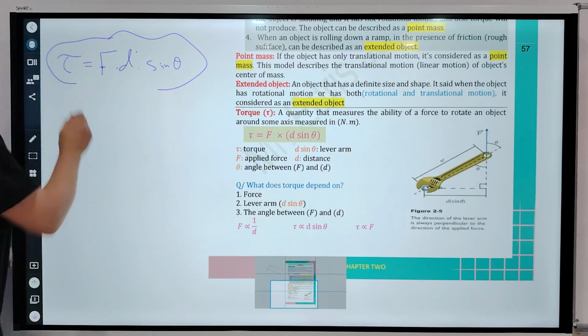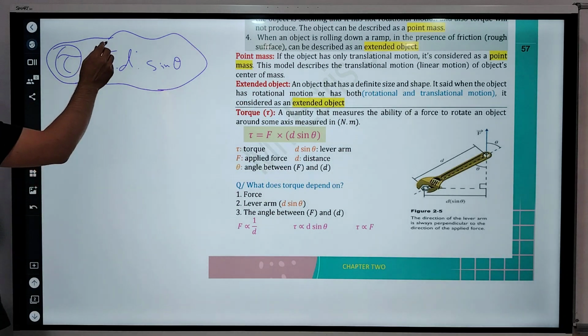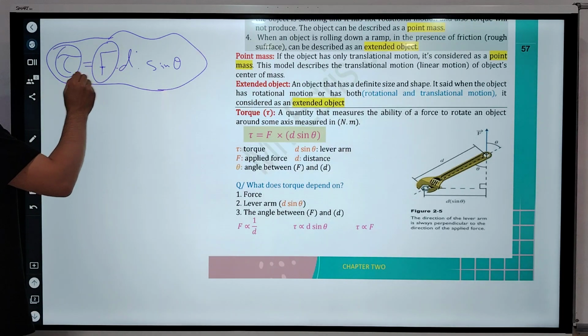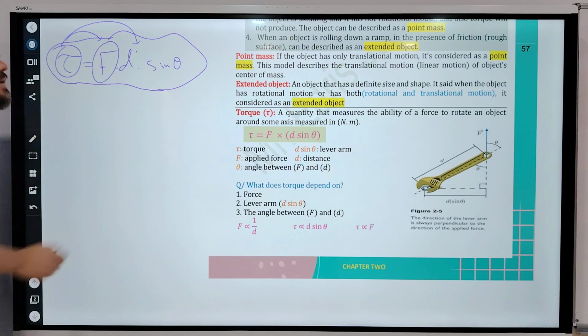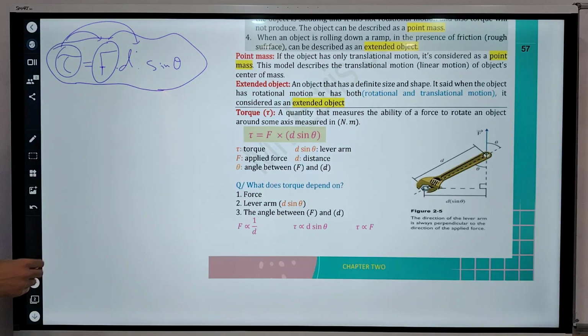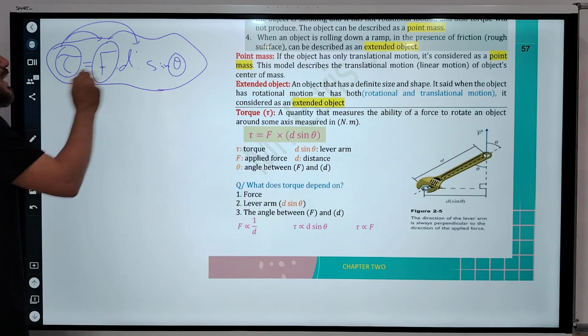Torque equals F D sine theta. So what does torque depend on? The magnitude of the force, which is directly proportional. The distance from the applied force to the axis of rotation, also directly proportional. And the angle between force and distance.